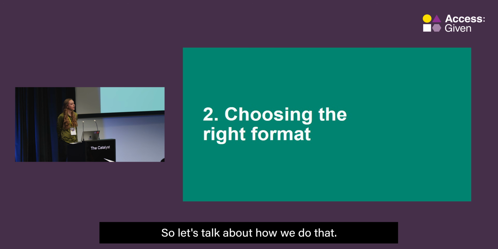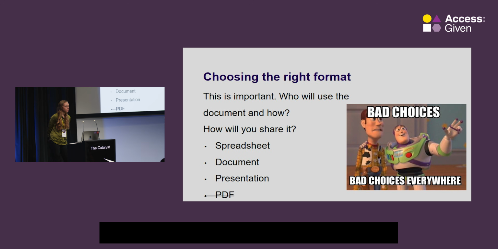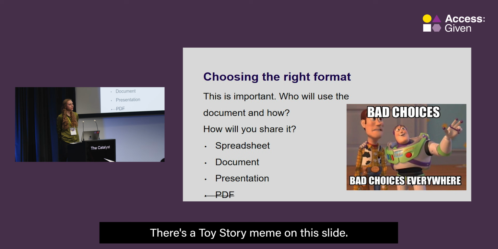So let's talk about how we do that. Choosing the right format. There's a Toy Story meme on this slide. It said bad choices everywhere. That is very, very true. When it comes to accessible documents, it's really easy in some respects to make documents accessible, but you've got to make sure you're using the right one in the right way. Today I'm just going to cover spreadsheets, documents and presentations, and I put PDF on there and then I crossed it out because unfortunately I've got 10 minutes today, so for all your sake I don't have time to go through PDFs, which I think we're all kind of grateful for.